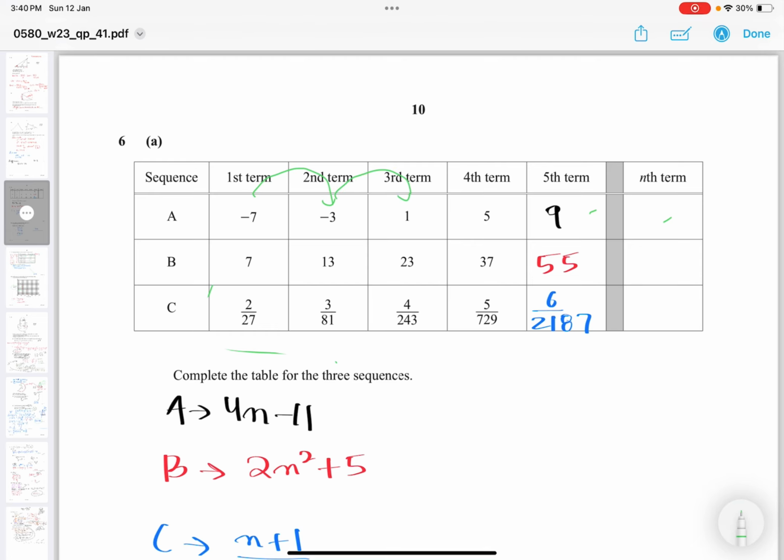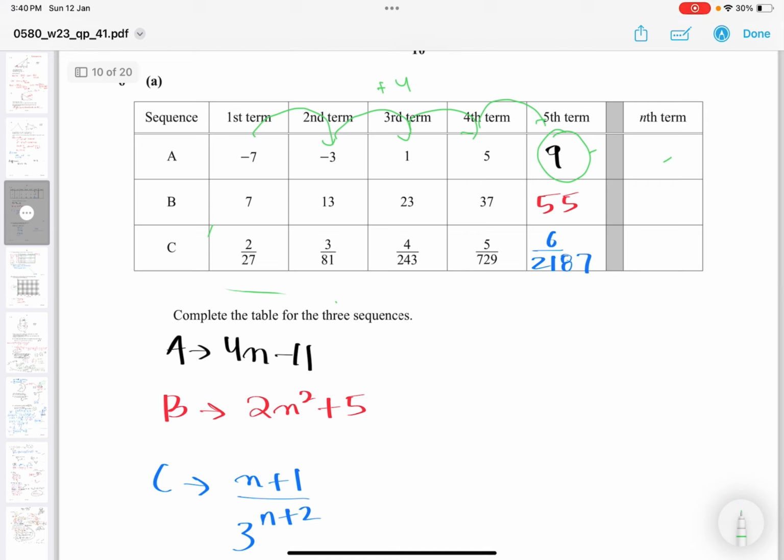First sequence, it's easy. Plus 4, plus 4, plus 4. So the next one would be plus 4, that is 9. So how can we find the nth term for it? To find the nth term, first of all, write the common difference, that is 4. It is an AP. Since we got the common difference 4, it would be 4n.